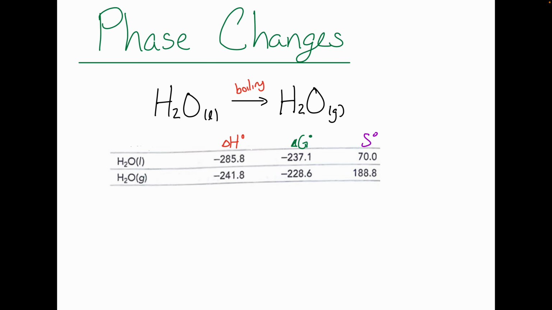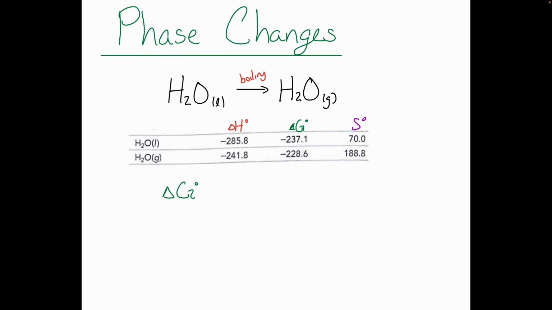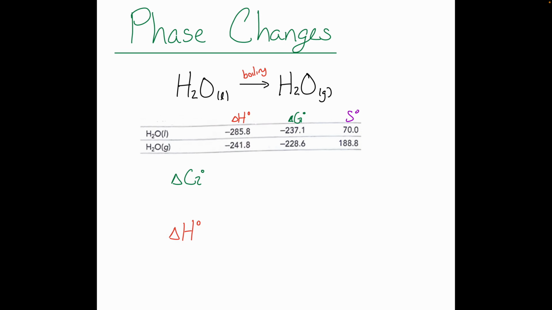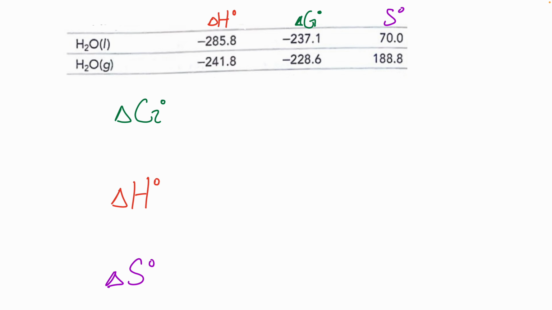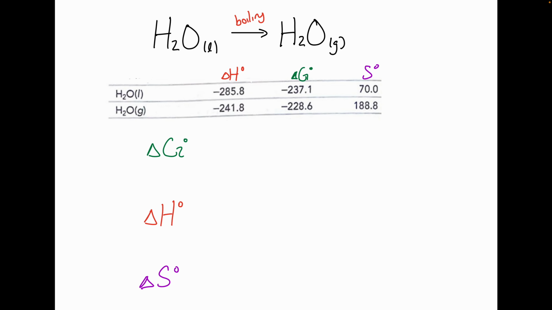All right, so let's go ahead and calculate the delta G naught, the delta H naught, and the delta S naught for this process here, for this phase change. But before we actually do the math, let's see if we can't predict what these values should be based on what we know about these thermodynamic variables.